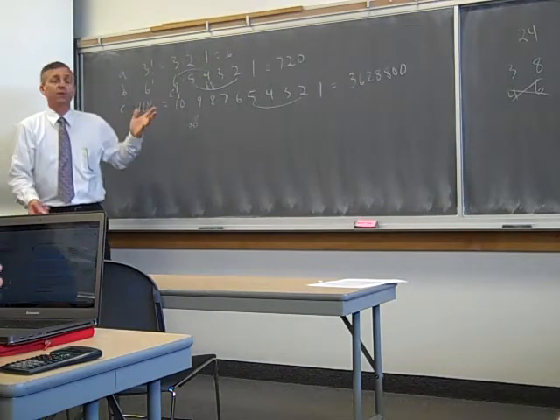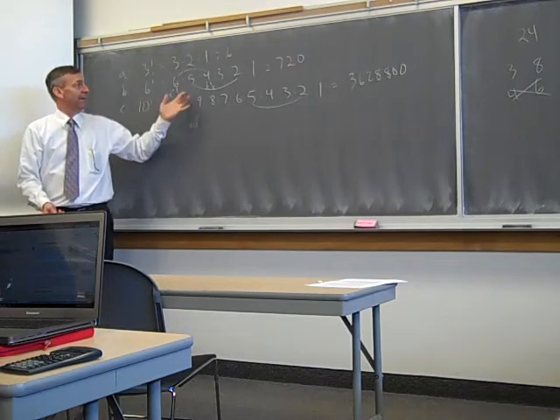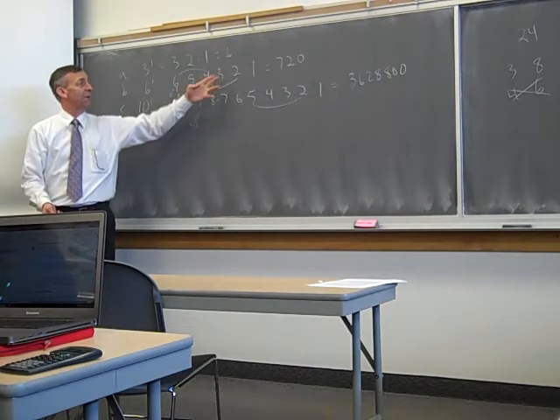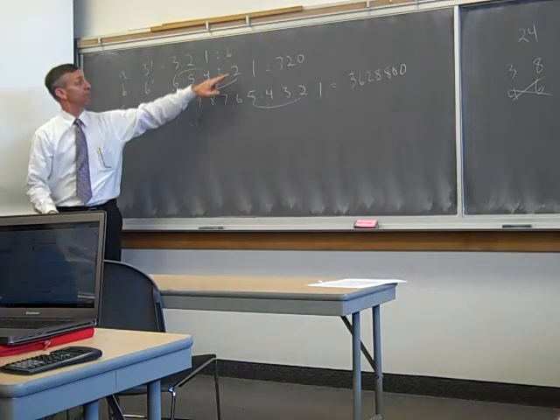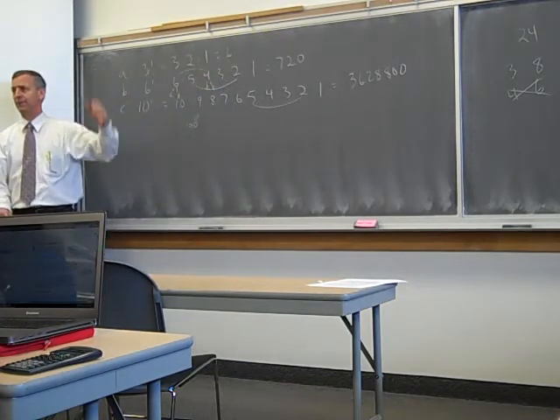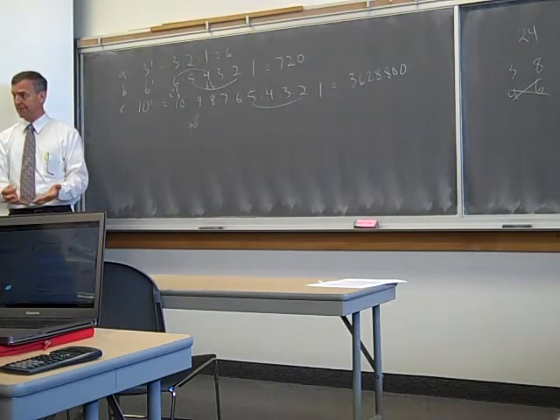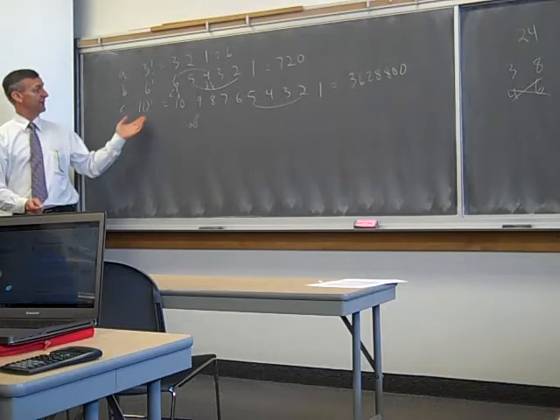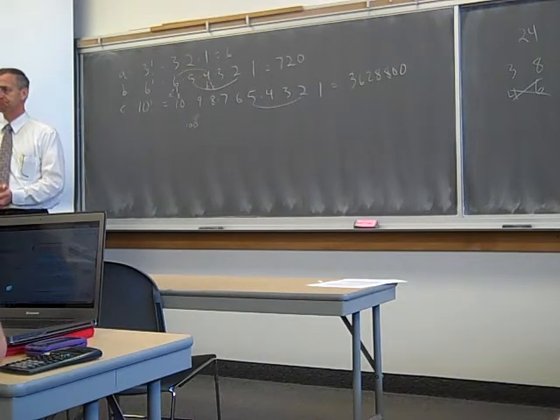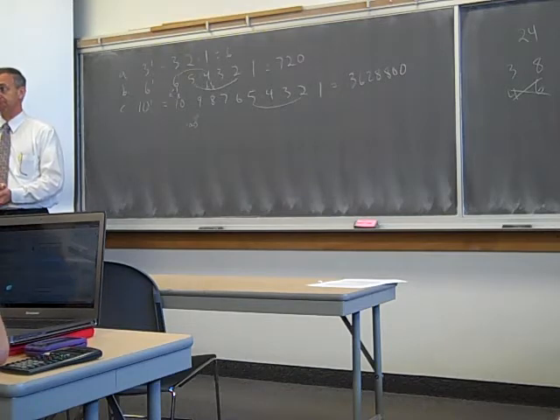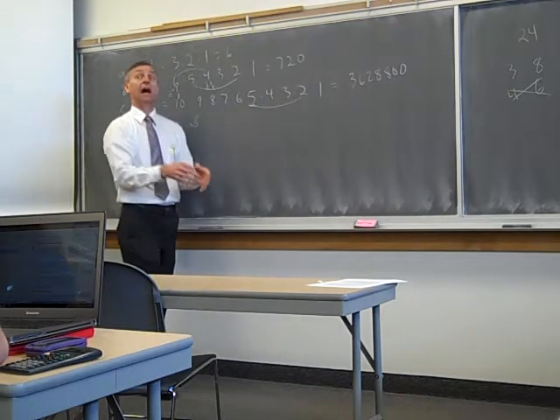But how many 10s can we get? Just 1. Because I only have 1 5, even though I have 4 2s. 1, 2, 3, 4 2s that I could use. Because a 10 requires a 2 and a 5. Does that make sense? So when we get to here, I got 2 zeros on the end. Where did they come from? The 2 times 5. This 5 with a 2.